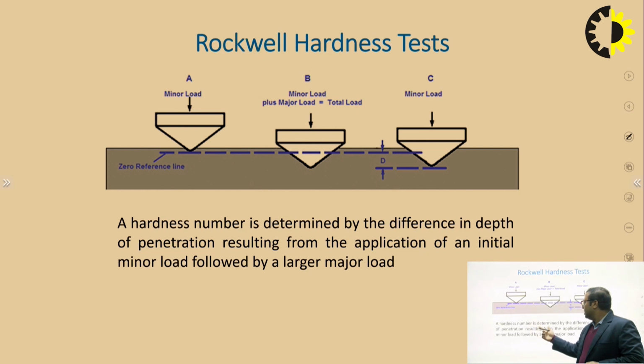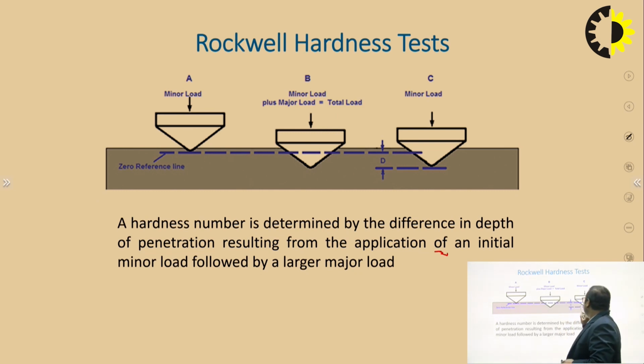The hardness number is determined by the difference in the depth of penetration resulting from the application of an initial minor load followed by a larger major load. You can see the minor load has been applied first. This is a zero reference. Then some minor load has been applied, then some major load has been applied.